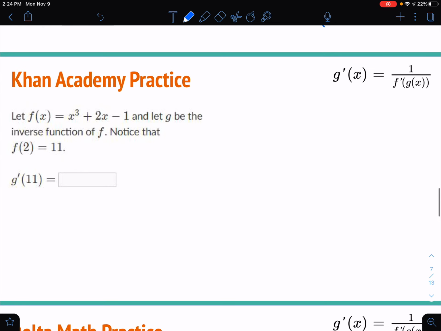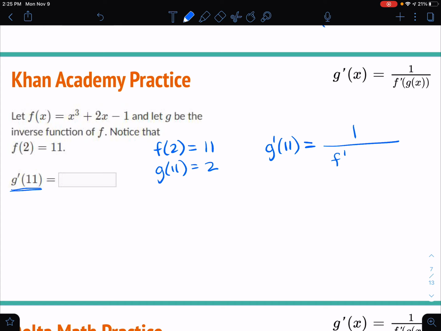All right, another Khan Academy practice. So f of x and g are inverse functions. We know that f of 2 equals 11, so I know automatically if they're inverses that g of 11 is going to be equal to 2, right? Now, I don't want to know g of 11. I want to know what g prime of 11 is. So if I want g prime of 11, I got to use my formula. 1 over f prime of g of 11, right? So g prime of 11 is going to be 1 over f prime. I know g of 11 is 2 because I already processed that.